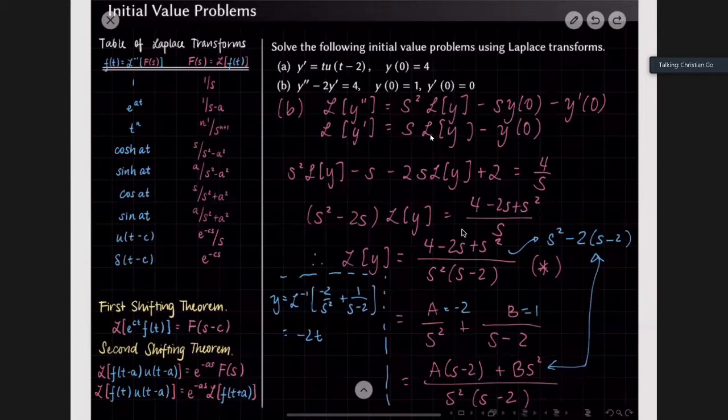So again, the steps are fairly straightforward. Laplace both sides, isolate L of y, and use algebra to get it into an expression whose inversion you can do fairly easily or directly. Okay. Any questions?